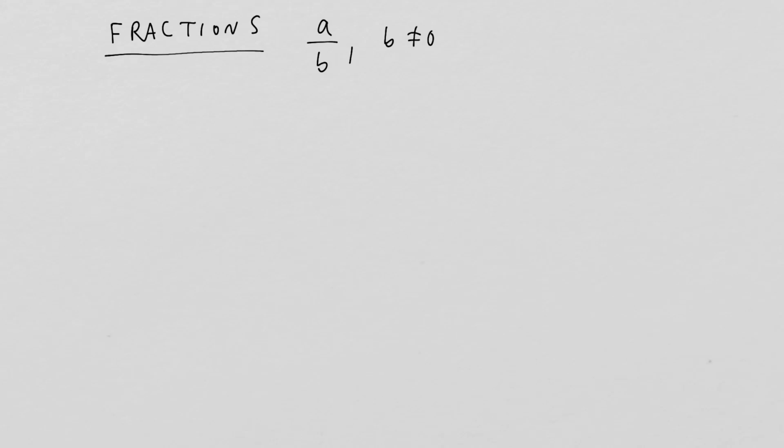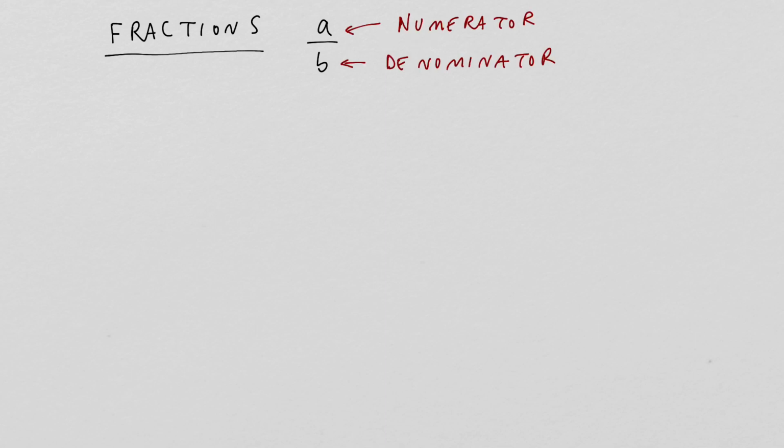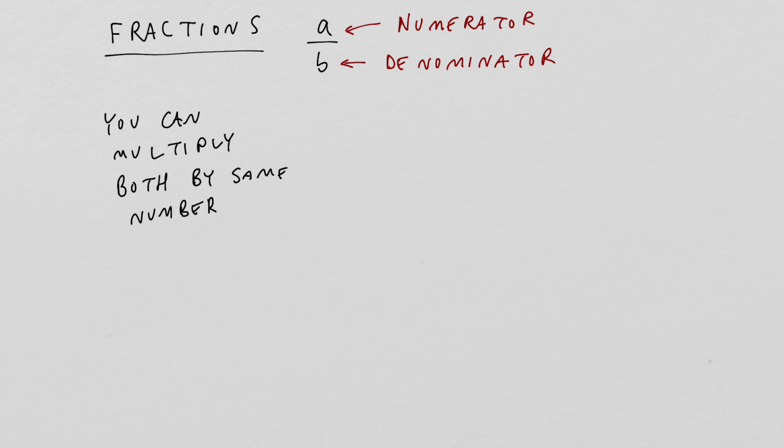Let's next talk about fractions. And let's remember that we can't divide by 0. In the quotient, a divided by b, a is the numerator and b is the denominator. You can multiply the numerator and denominator by the same number and the fraction won't change.